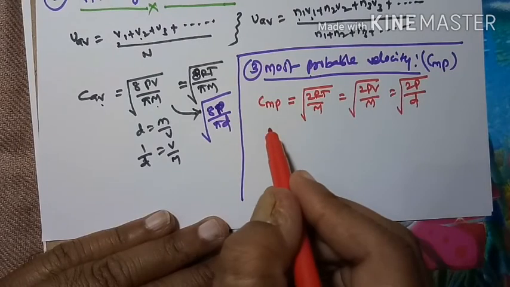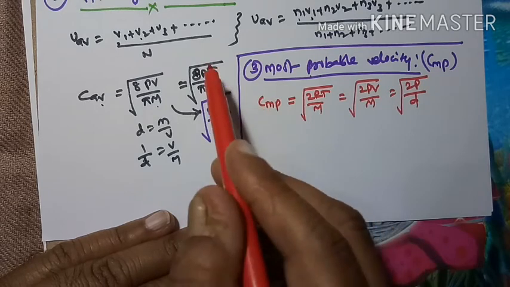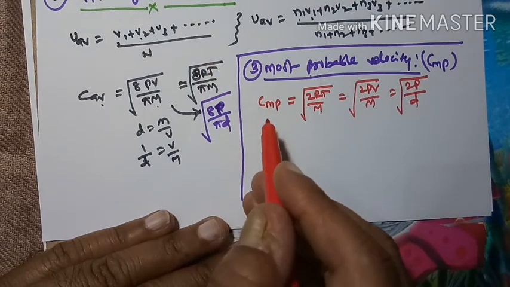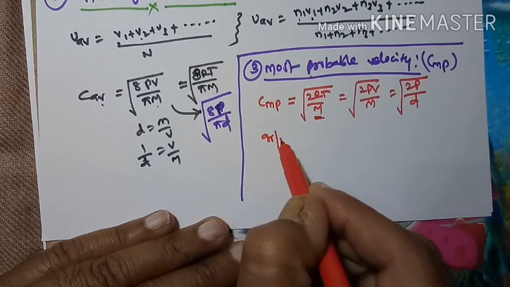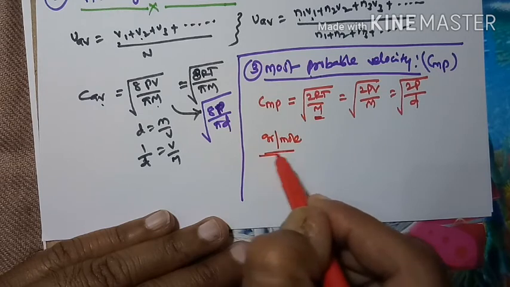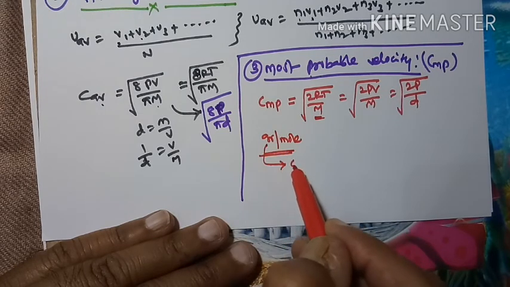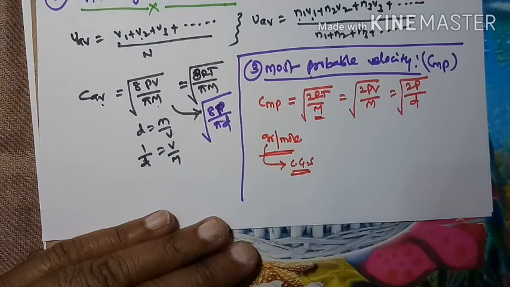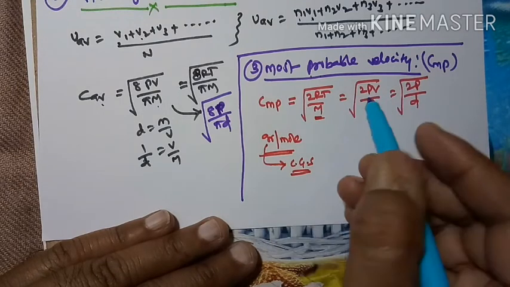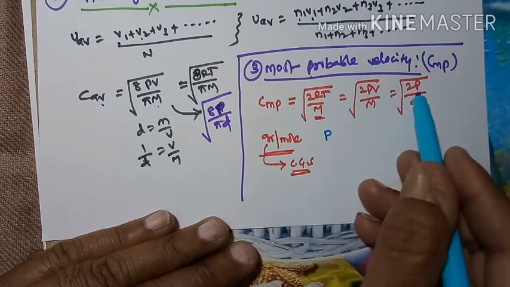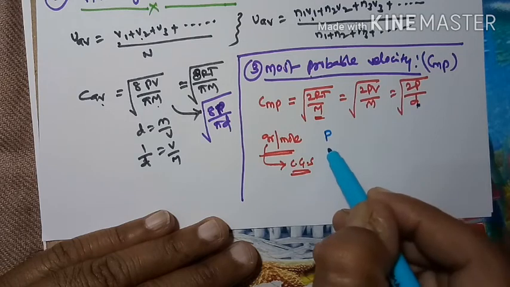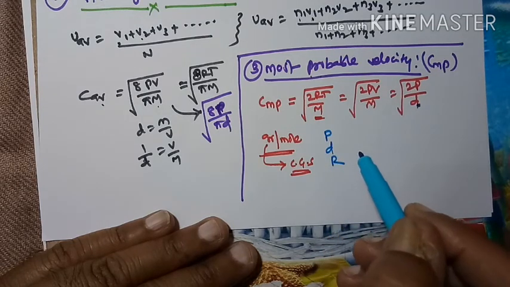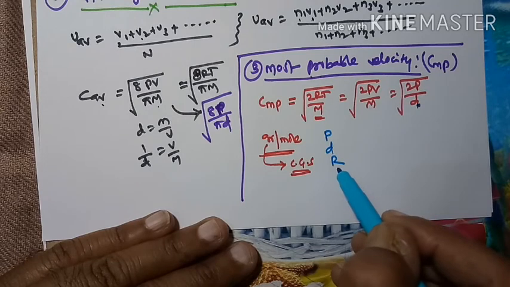So whenever you are going to calculate the RMS velocity, or average velocity, or most probable velocity, the molecular weight is generally expressed in grams per mole. Grams is a CGS unit. So that's why P, D and R must be present in CGS units only.